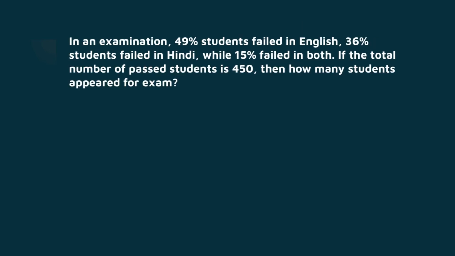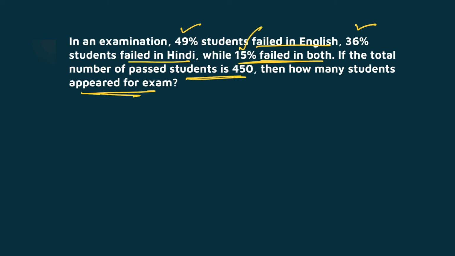In an examination, 49% of students failed in English and 36% failed in Hindi, while 15% failed in both subjects. If the total number of passed students is 450, then how many students appeared for the exam? So it is given that 49% failed in English, 36% failed in Hindi, and 15% failed in both.